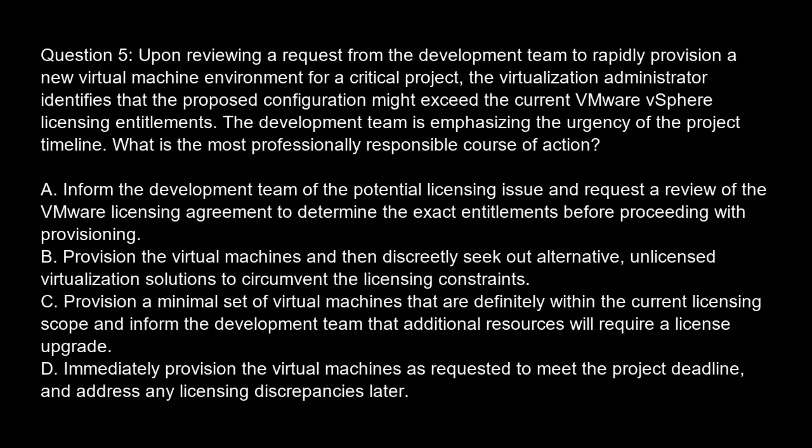Option A. Inform the development team of the potential licensing issue and request a review of the VMware licensing agreement to determine the exact entitlements before proceeding with provisioning. Option B. Provision the virtual machines and then discreetly seek out alternative, unlicensed virtualization solutions to circumvent the licensing constraints. Option C. Provision a minimal set of virtual machines that are definitely within the current licensing scope and inform the development team that additional resources will require a license upgrade. Option D. Immediately provision the virtual machines as requested to meet the project deadline and address any licensing discrepancies later.